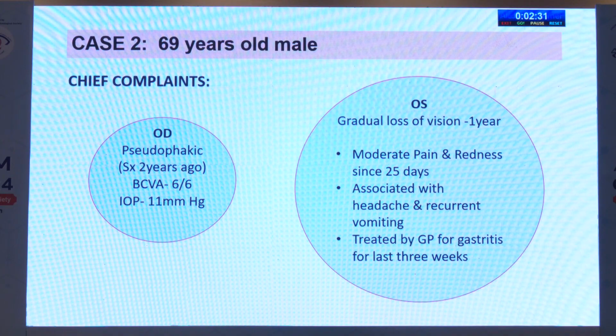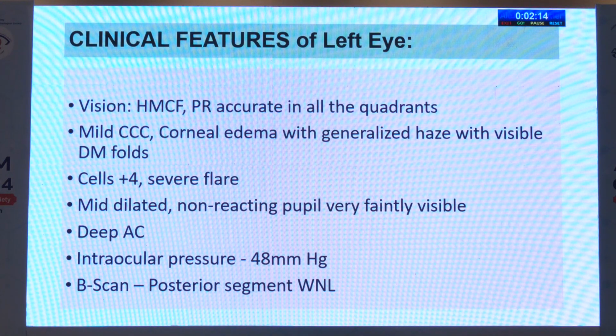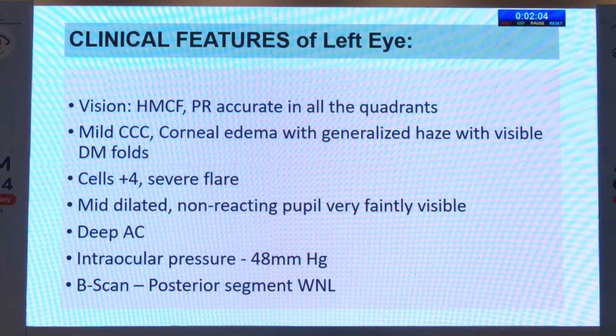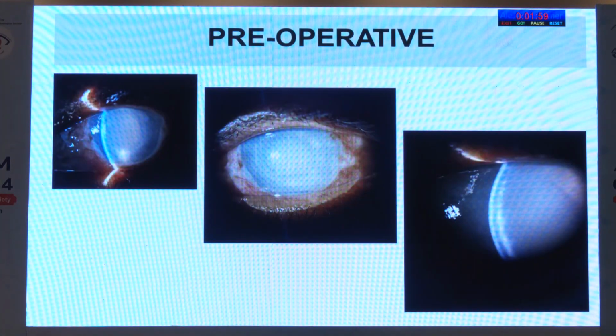Another patient: right eye was perfectly normal, in the left eye he had pain and redness since the last 25 days associated with headache and recurrent vomiting. He was treated for some gastrointestinal disease. It was misdiagnosed by a GP for the last 3 weeks, and so the eye was not found to be the culprit. His left eye had high intraocular pressure of 48 mm of mercury, and B scan was normal. There was severe cells and flare. The pupil was mid-dilated and faintly visible with a deep AC. This was the condition preoperatively.